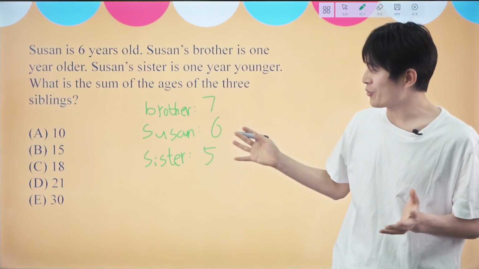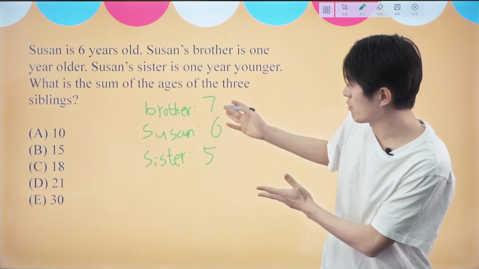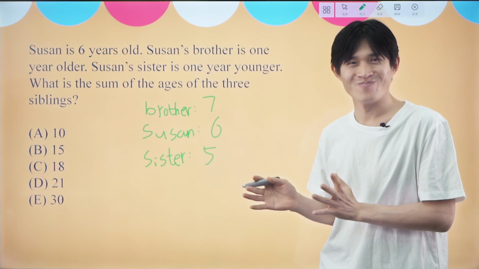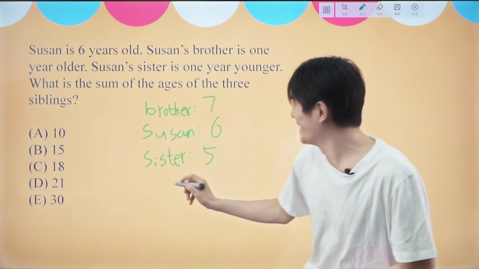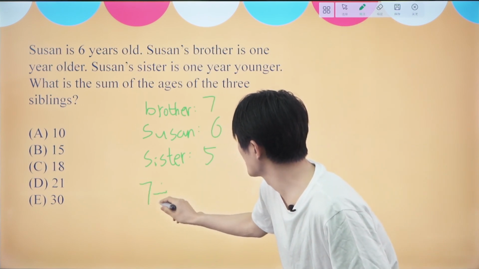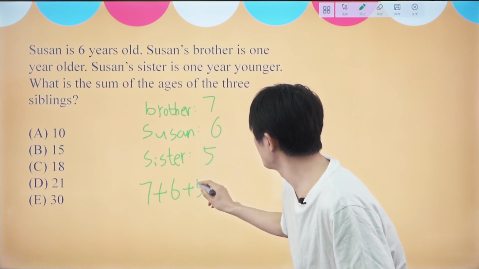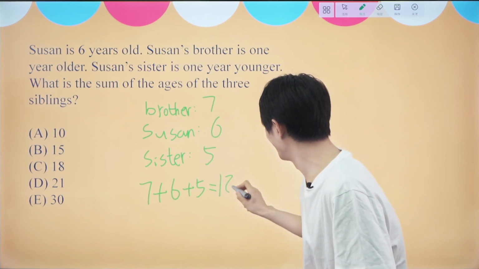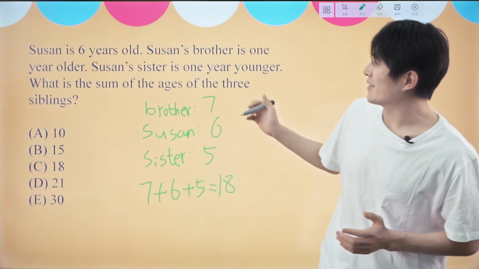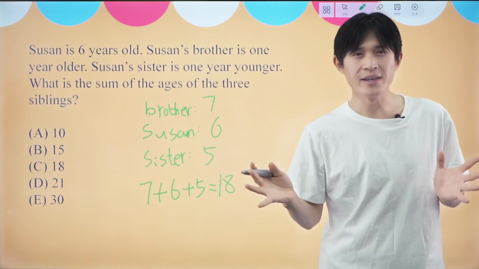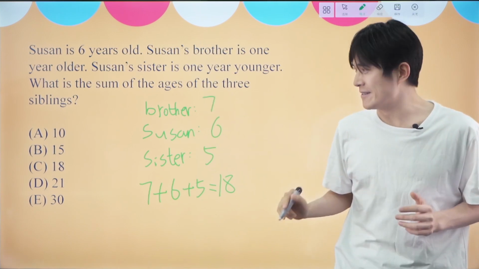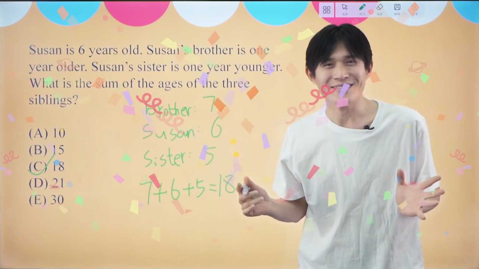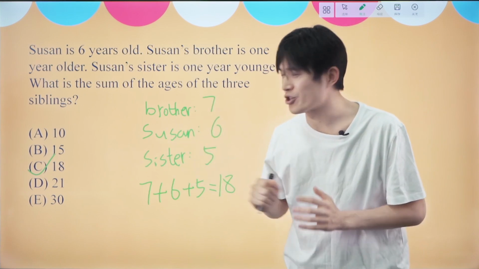Now, try to get the sum of the 3 numbers. 7 plus 6 plus 5. You know how to solve this problem, right? Write it here. 7 plus 6 plus 5 is 18. So we know the sum of the ages of the 3 siblings is 18. Where is it? There you go. So well done if you picked the same option.